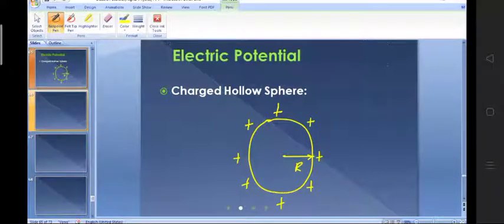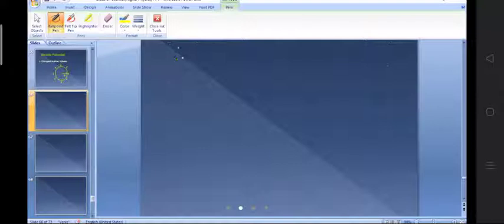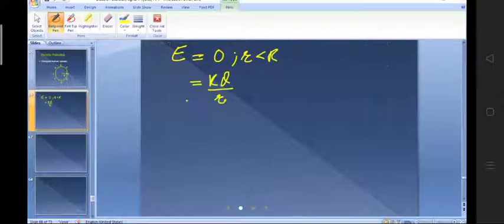Now, in order to calculate the electrostatic potential, you must know the electrostatic field of the hollow sphere, and I expect you know that. The electrostatic field inside will be equal to 0, that is, when small r is less than capital R. Outside it is equal to K multiplied by Q divided by r squared, where K is the electrostatic constant, r is the radial distance, and Q is the charge on the surface. This is true when small r is greater than capital R. So this is the electrostatic field. Now that we know the electrostatic field, we have to calculate the electrostatic potential.